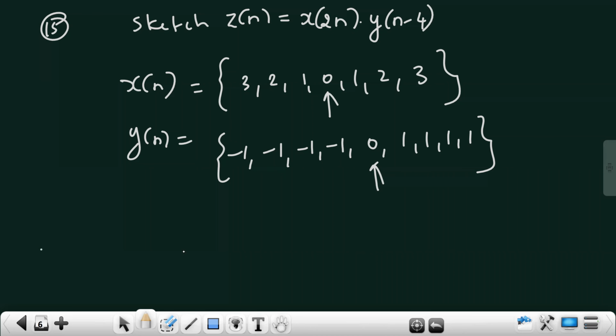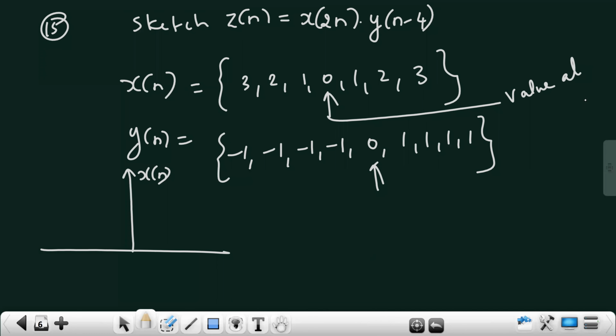Okay. So to plot x of n, what is the speciality of this arrow mark? Can anybody tell? It is the origin. Yes, it is the value or the amplitude at origin. So at the origin you are having 0 itself. Then this will be at plus 1, plus 2, plus 3. This will be at minus 1, minus 2, minus 3.